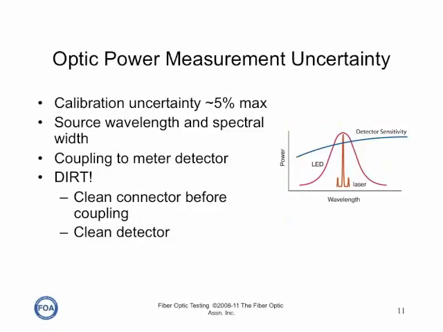The uncertainty of an optical power meter measurement depends on the calibration, the source wavelength and spectral width, the coupling to the meter, and dirt, because it's very important to clean the connectors before you couple it to the meter to measure the optical power, and it's important to occasionally clean the detector in the power meter itself.